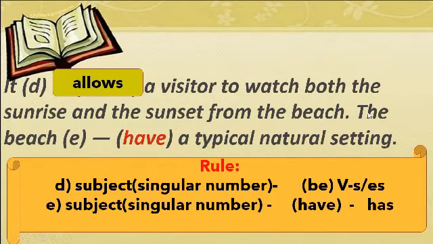After that, the beach (have) a typical natural setting. So dear students, within bracket the verb have will be followed by the subject the beach, which is a singular one. So according to the subject, here the verb have will be turned into has.